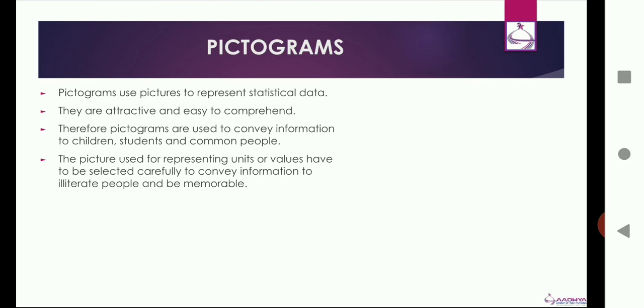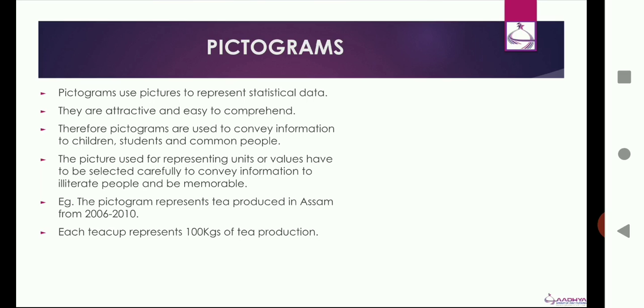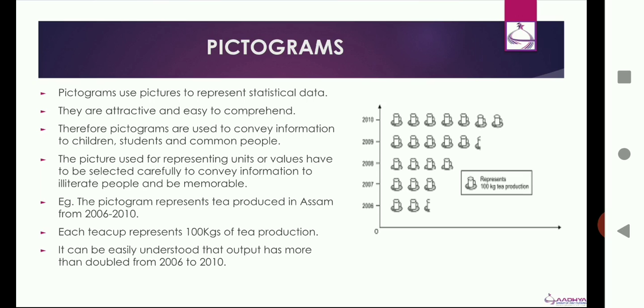They have to be selected carefully because they should be comprehensible to common people. They have to be selected carefully to convey the information to illiterate people and also to be memorable. Now, for example, we look at a pictogram which shows tea production in Assam from the years 2006 to 2010. Each teacup here represents 100 kgs of tea production. Now, if you just take a look at the picture, you can easily understand that output has doubled or more than doubled from 2006 to 2010.